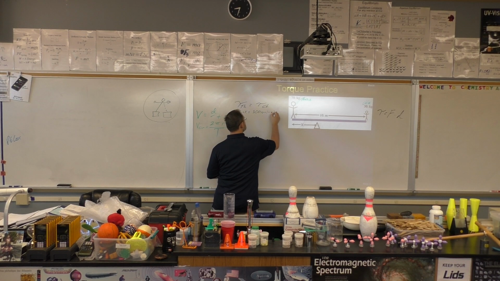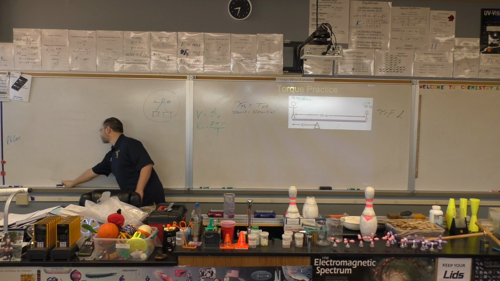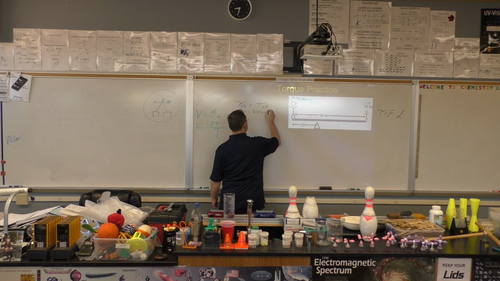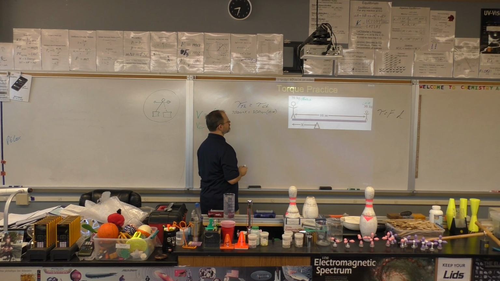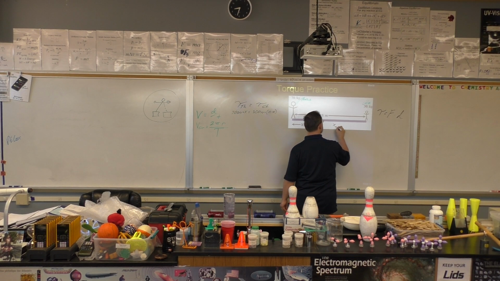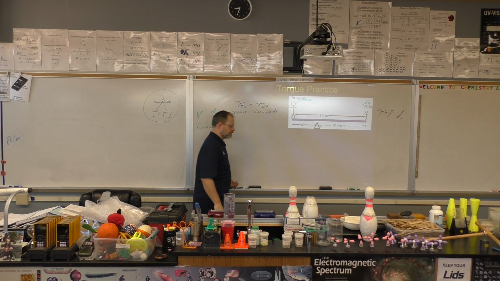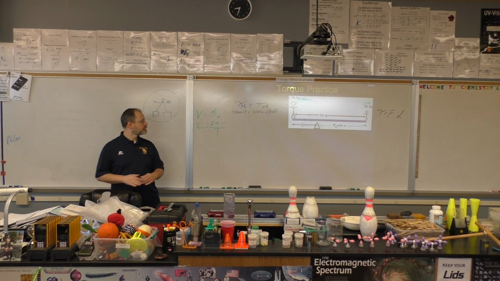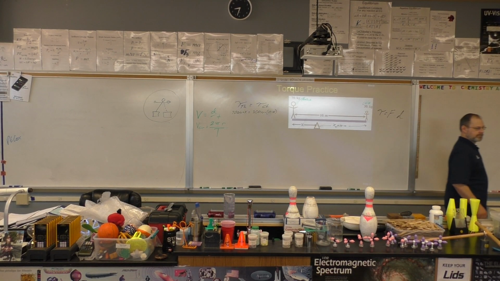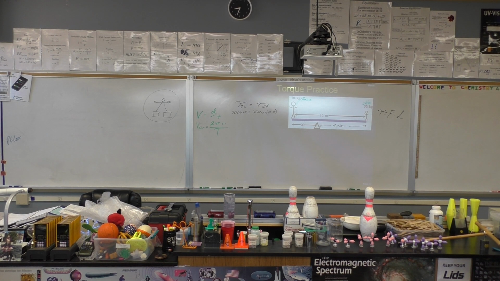It's the fulcrum. Wait. So this one is 700 times x equals 300 times 10 minus x.